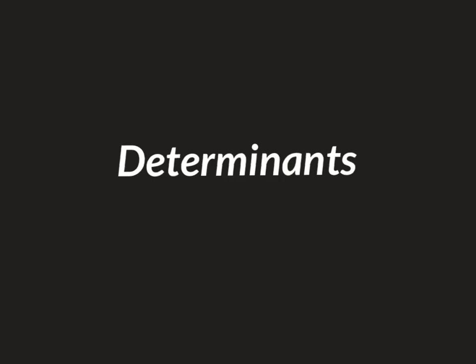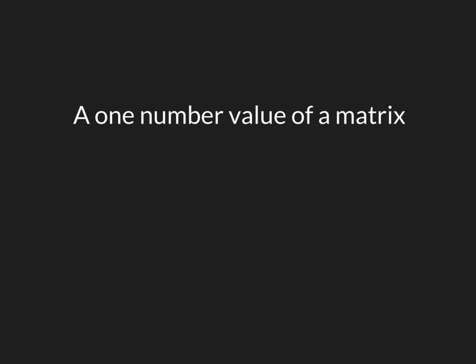All right, guys, we've got something called determinants. All the determinant is, is a one number value of a matrix. So you're going to take a matrix and give it a one number value, and it's called the determinant. You've actually done a 2 by 2 when you did inverses. We just didn't call it that yet because you didn't know what you were doing.